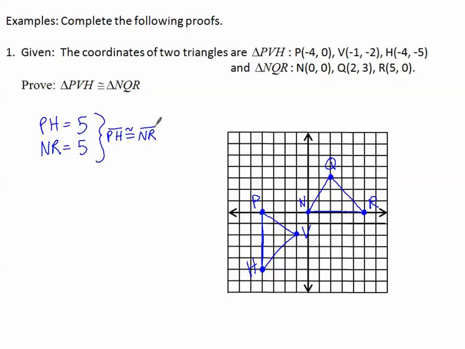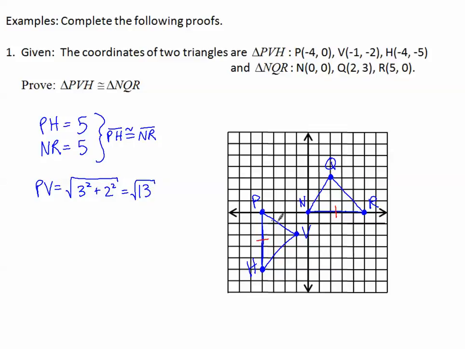Let's find the lengths of the other sides and mark the pictures as we go. So we said PH is congruent to NR. Let's put a congruent slash in there. Let's do the shorter ones next. How about PV? PV, we have 3 blocks over and 2 blocks down. So using our distance formula or Pythagorean theorem, we can say square root of 3 squared plus 2 squared. And let's evaluate that. 9 plus 4 is 13, square root of 13.